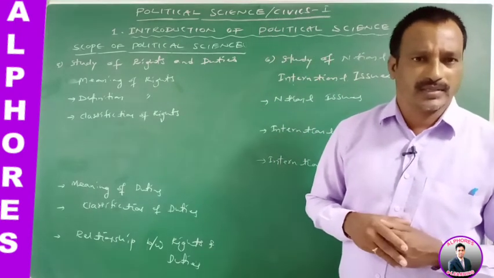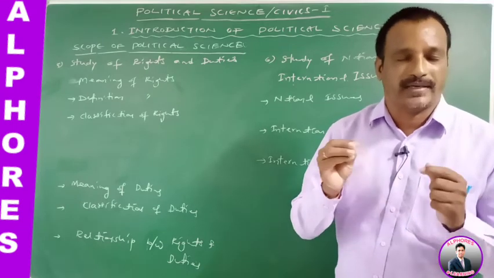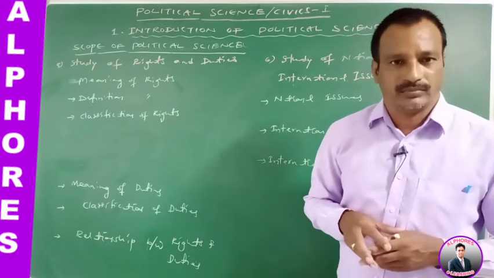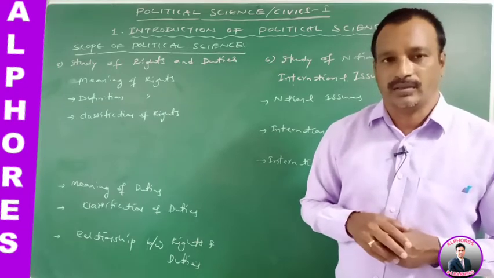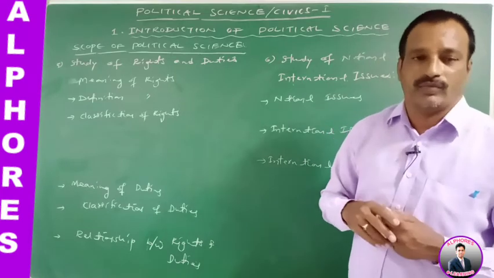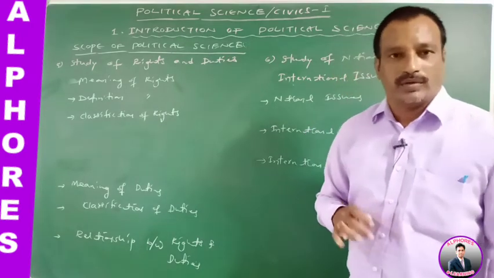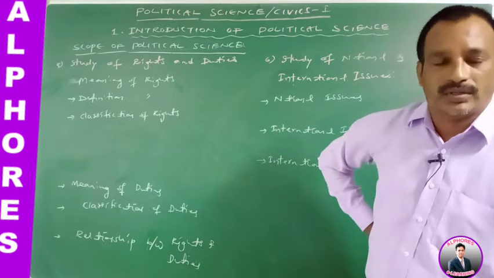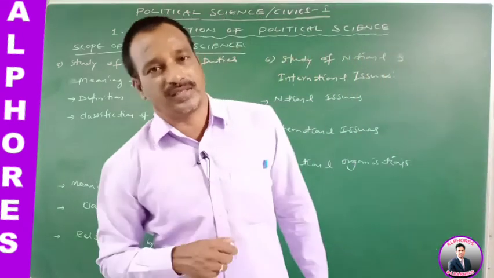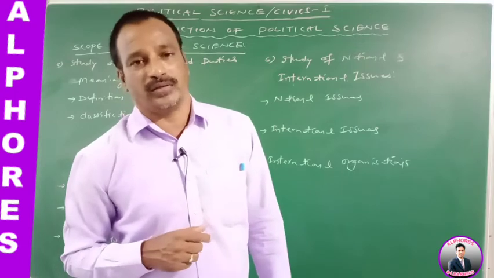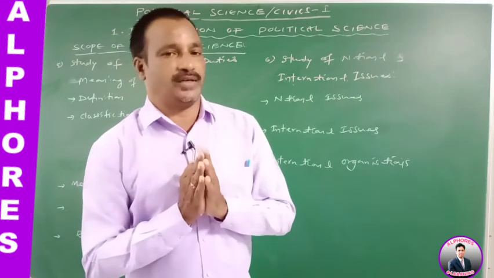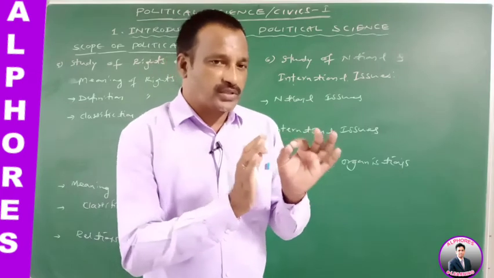What is political science? Political science is the study of state and government. Dear students, here you remember once again, state means country in political science. Then what are the definitions of political science? One of the important definitions is by J.W. Garner: political science begins and ends with the state. According to Stephen Leacock, political science deals with the government. According to these two definitions, we can understand that political science studies about state and government.